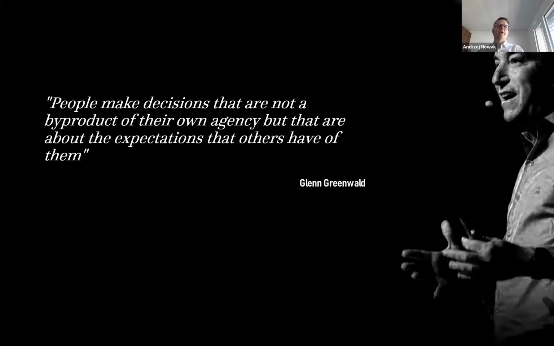So here I have a quote from Glenn Greenwald, who's one of the instrumental figures in many of the prominent leaks of the last 10 or 15 years. And he says that people make decisions that are not a byproduct of their own agency, but that are about the expectations that others have of them. And this means that when we are watched, our behavior significantly changes. We adapt towards conformist or compliant behavior. And this leads to a phenomenon called social cooling. And we'll look a little bit more at that in the third part during the lectures tomorrow.